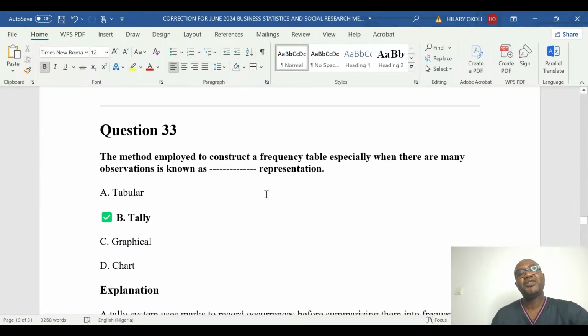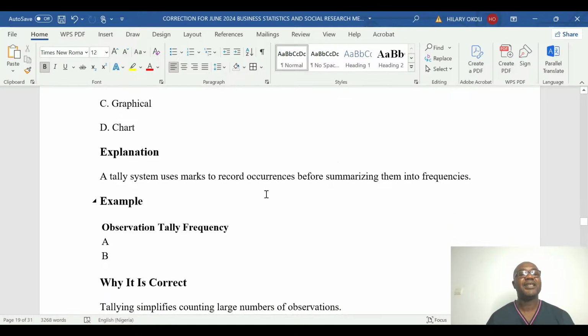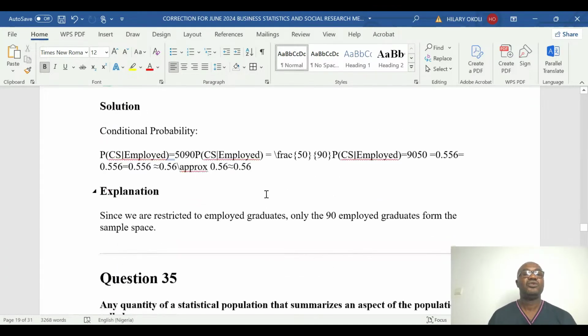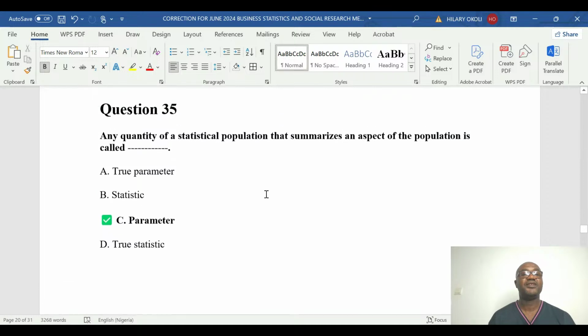The method employed to construct a frequency table, especially when there are many observations, is known as tally. A tally system uses marks to record occurrences before summarizing them into frequencies. So we know what tally means. We don't need to start drawing it.